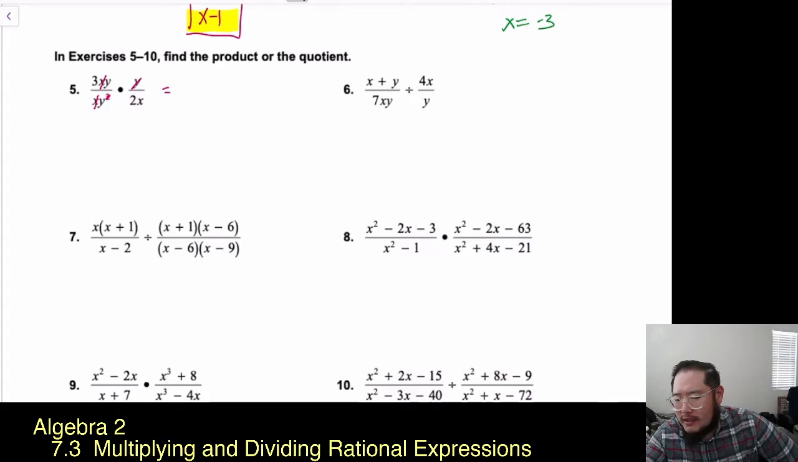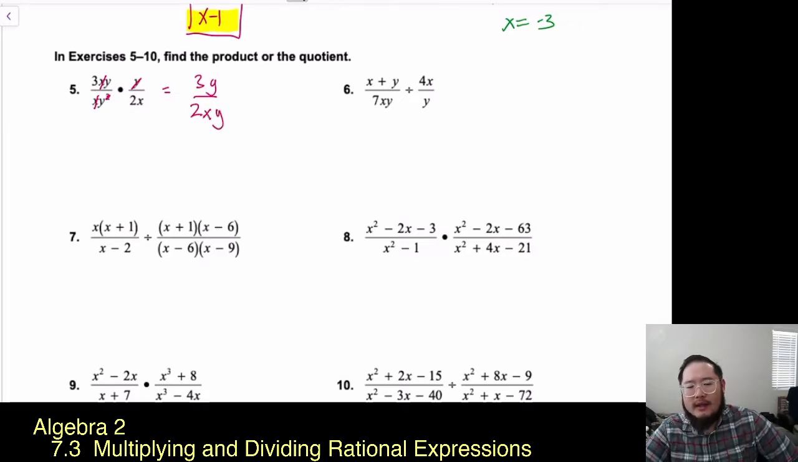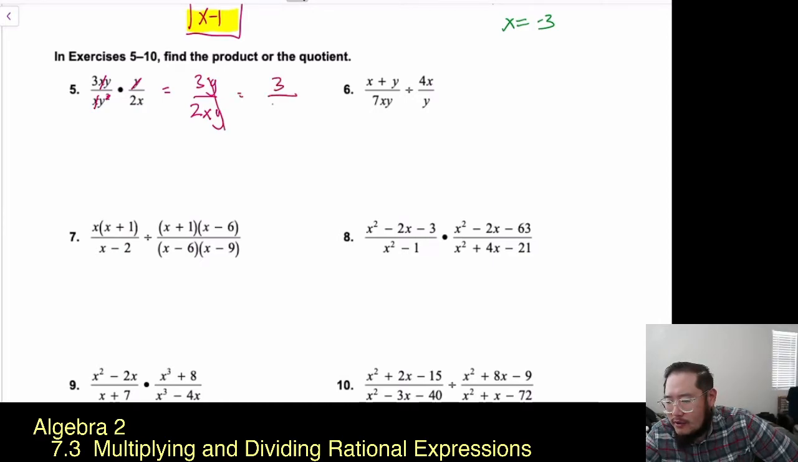I'll put my answer as 3y over 2xy. And there you go, we have now simplified things out. Or did we? We could actually still cancel out the y's. And so 3 over 2x.